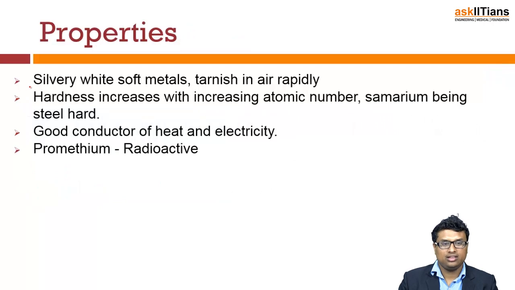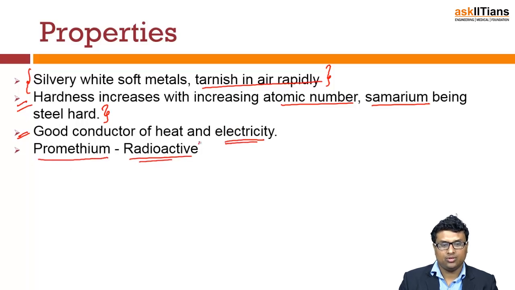Next, properties. What are the properties of lanthanides? Lanthanides are silvery white metals. They tarnish in air rapidly. Their hardness increases with increase in atomic number. You can see that samarium is very hard, as hard as steel. They are good conductors of heat and electricity, and there are also radioactive elements like promethium. So inner transition elements are also known for their radioactivity.